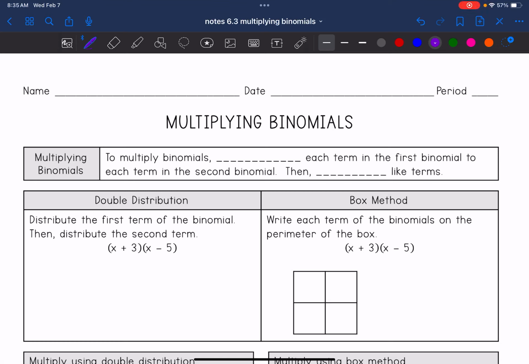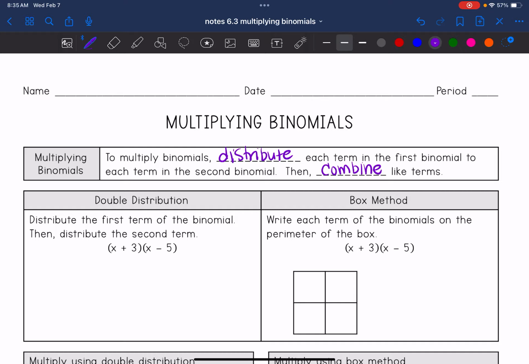Good morning, everyone. Today we're going to start multiplying binomials. So remember that binomials are polynomials that have two terms. So in order to multiply them, you have to distribute each term that's in the first binomial to each term that's in the second binomial. And then you combine like terms.